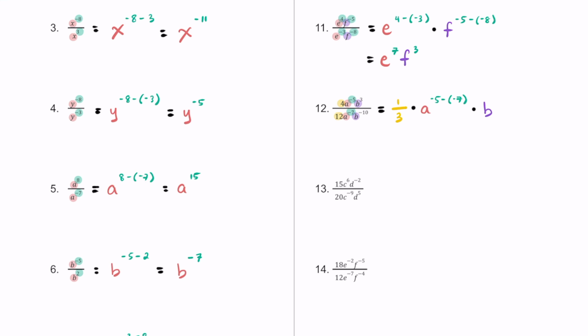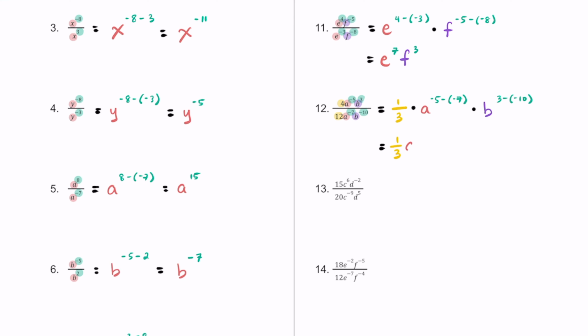And then let's use that quotient rule one more time. So that's going to be 3 take away this negative 10. So I'm going to write it as 3 minus this negative 10. Okay, so let's clean this up a little bit. So that 1/3 is already fully simplified, so we're going to leave that as 1/3.